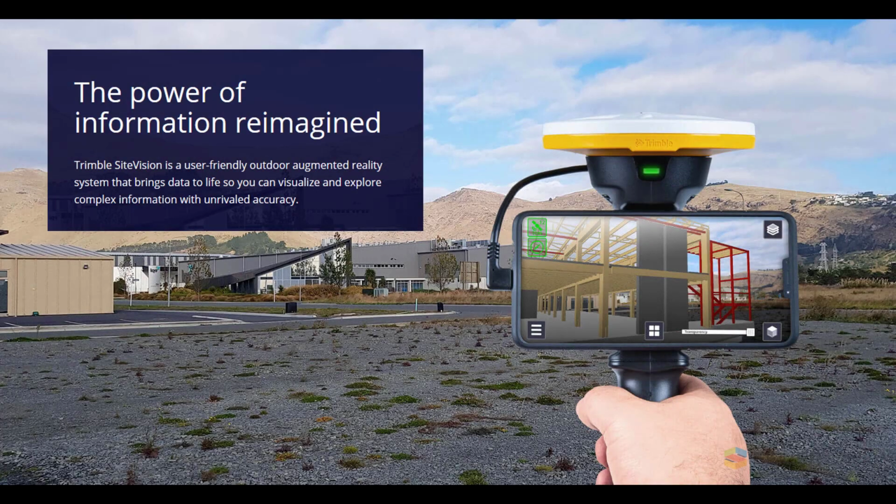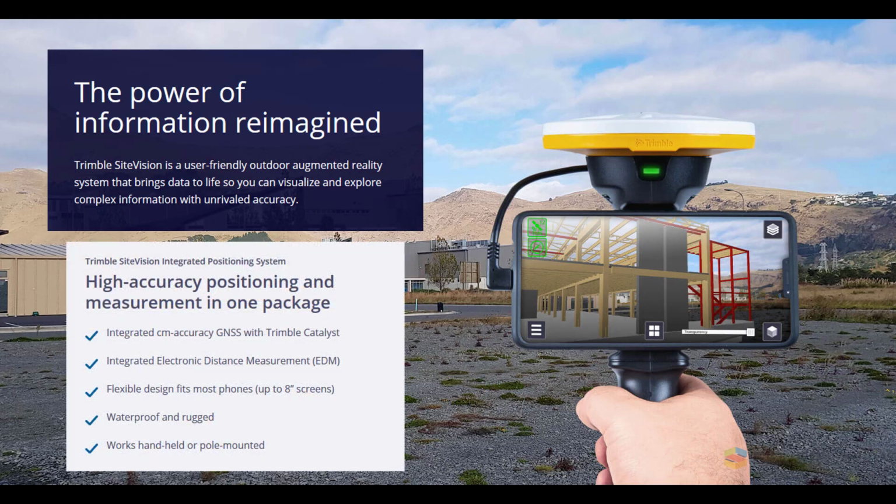Trimble SiteVision is a user-friendly outdoor augmented reality system that brings data to life so that you can visualize and explore complex information with unrivaled accuracy. It consists of an integrated centimeter accuracy GNSS Trimble Catalyst antenna with an integrated EDM built in. Its flexible design fits most Android phones up to 8-inch screens. It's waterproof and rugged, works handheld or pole mounted.